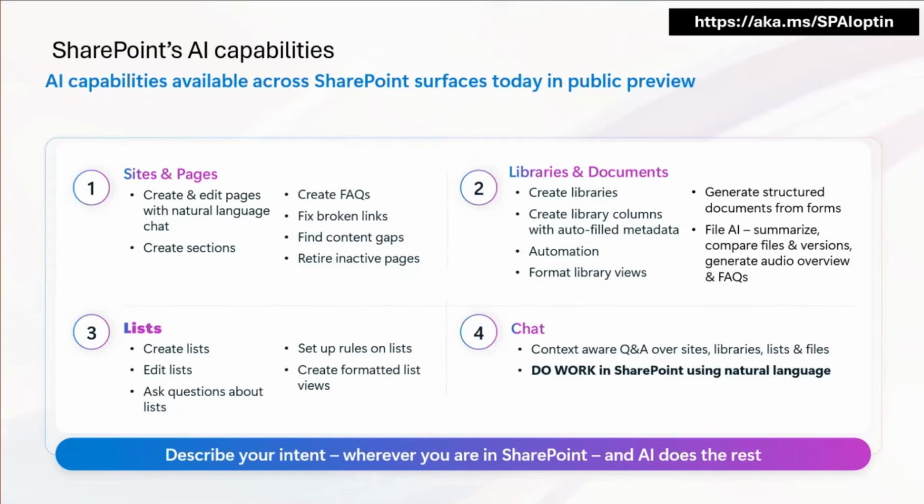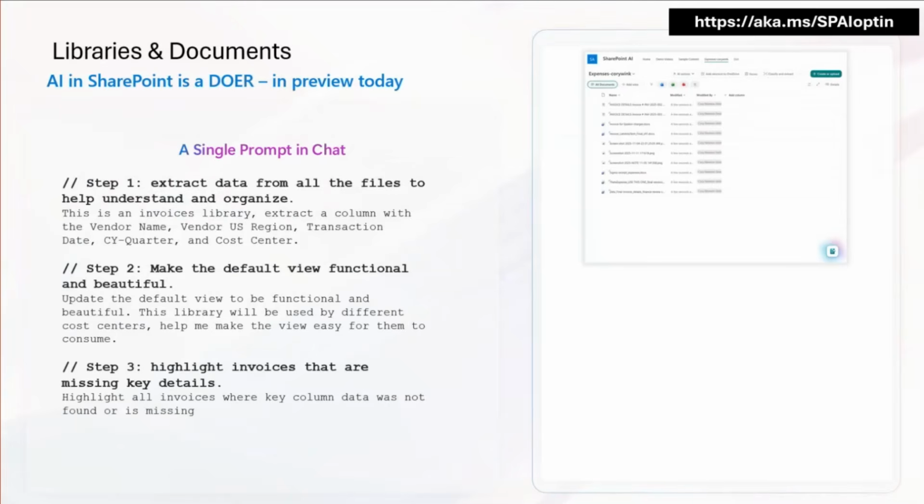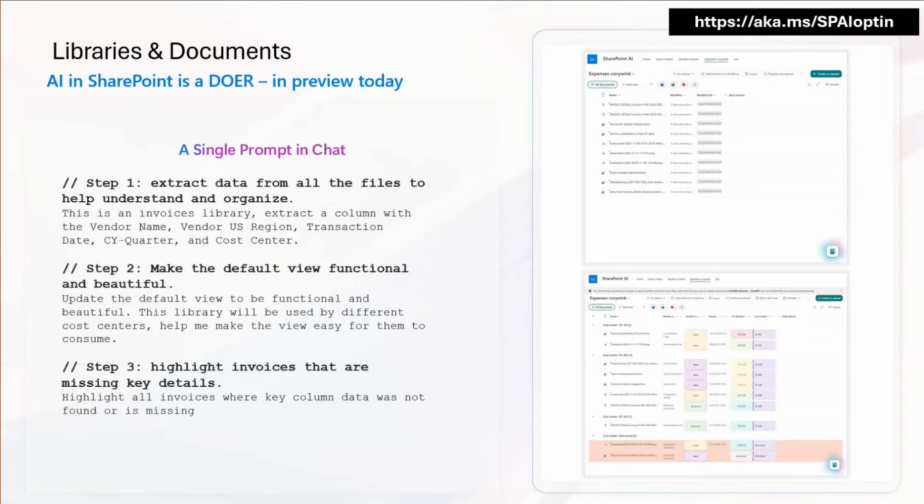I really like to stress that this is an AI that allows you to do work. This is a plan-and-do type of AI inside of SharePoint using your natural language. The simplest example of this is a library that has a bunch of expenses in it. I can execute these 3 prompts, which are just describing what I want to see. I want to see this data out of these files. I want to see it viewed in a particular way. And I want you to highlight certain invoices that meet criteria. Those 3 prompts will result in this formatted library that allows you to act on top of it in a very clean way.